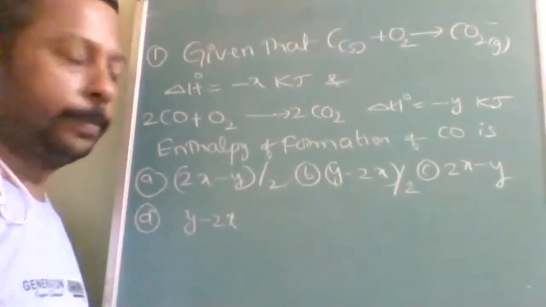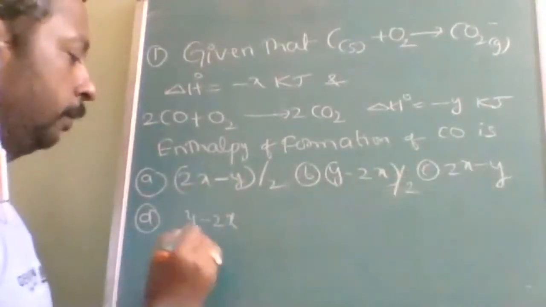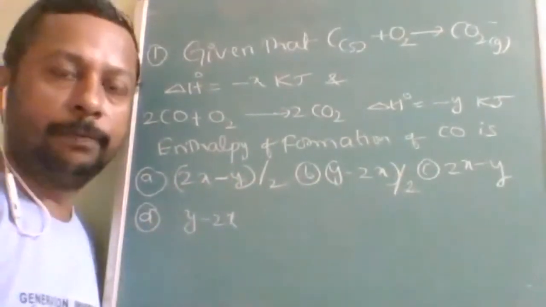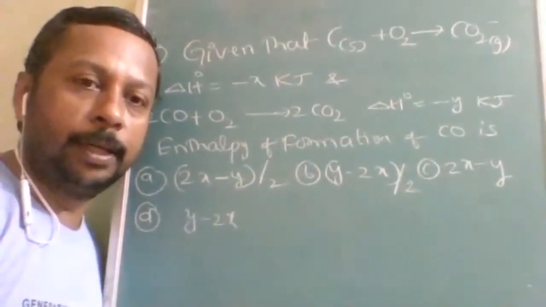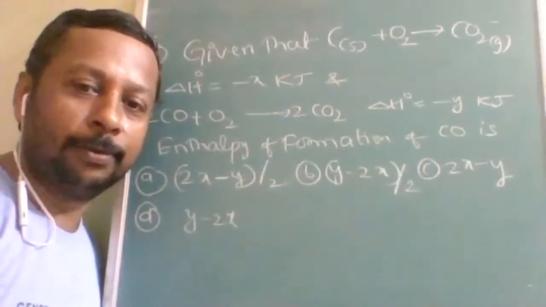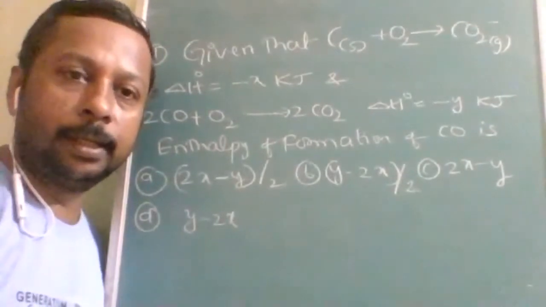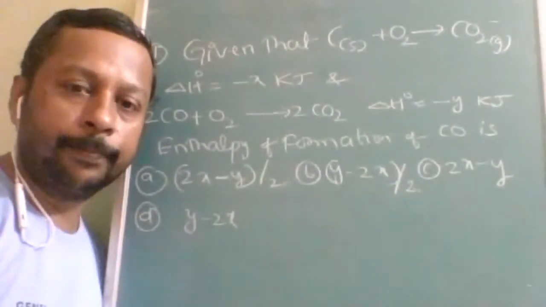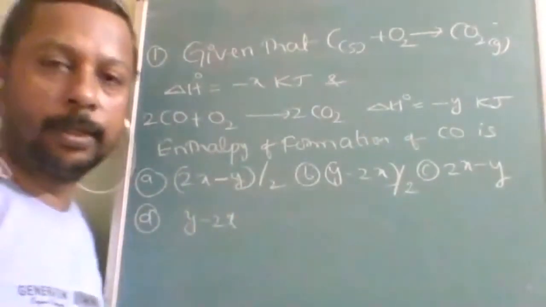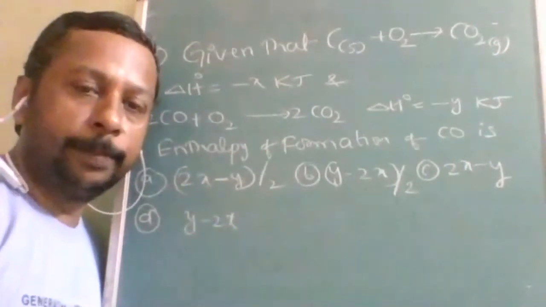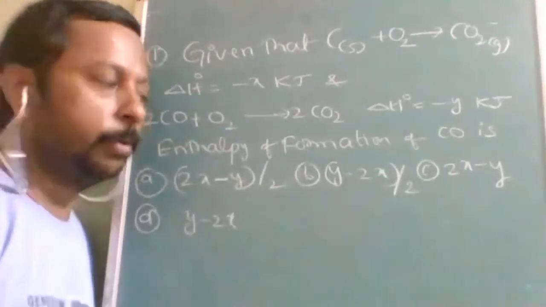So the options are 2x minus y by 2, y minus 2x by 2, 2x minus y, minus 2x. See how confusing, and all are nearly the same. A small mistake, and you may get minus 1 instead of plus 4. So try to do it carefully. Whether it is correct or not, I will explain. This question is easy, but the options are so close that you may land up with the wrong answer. So let's see what the answer is and how you have to get it.